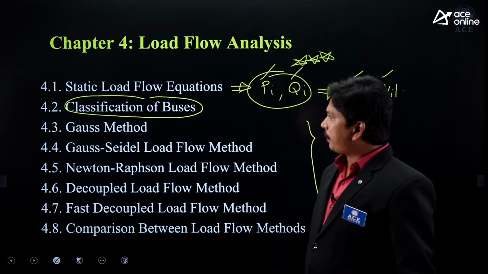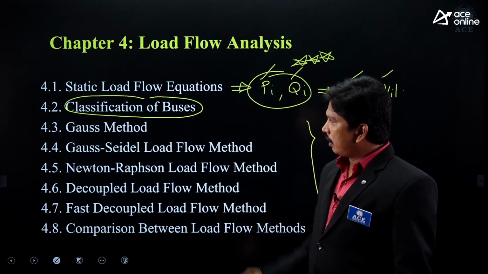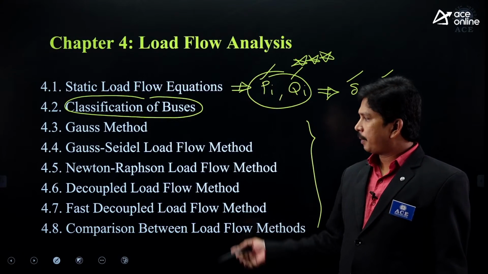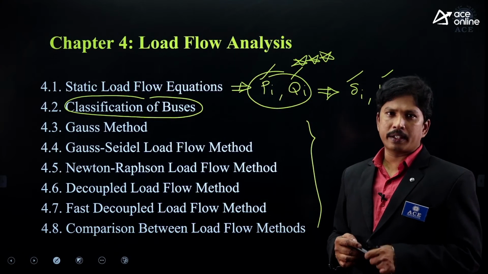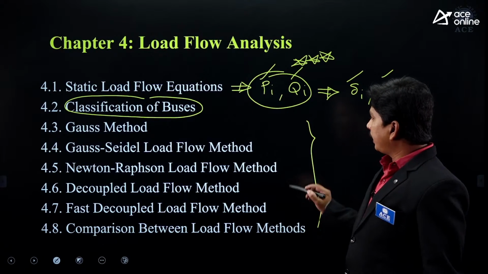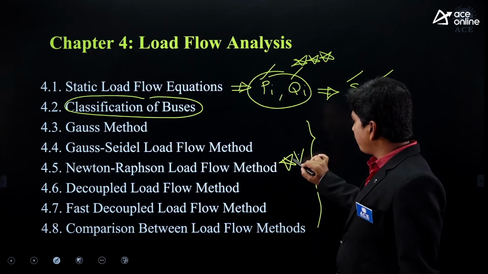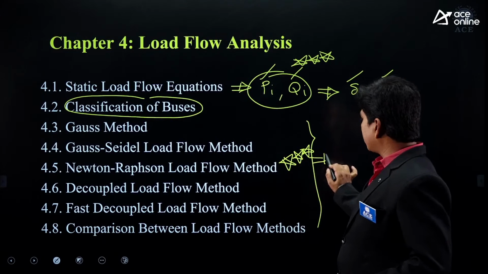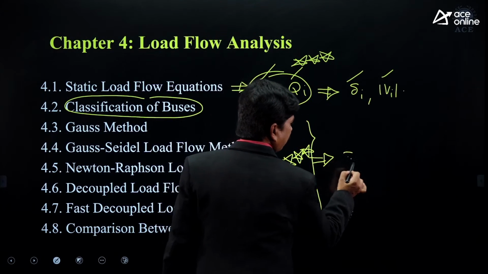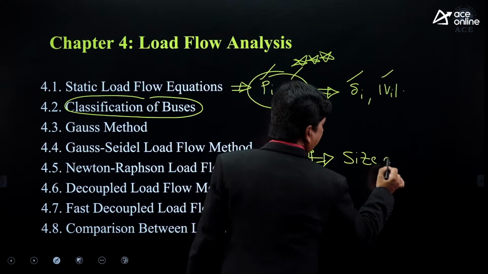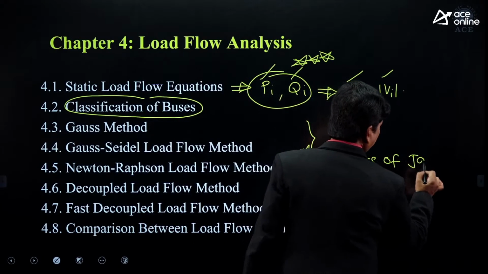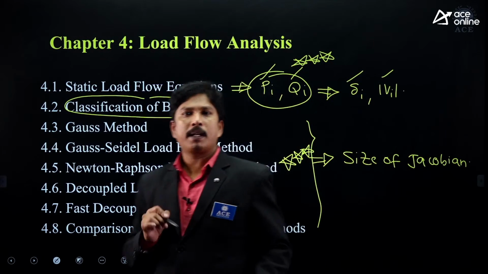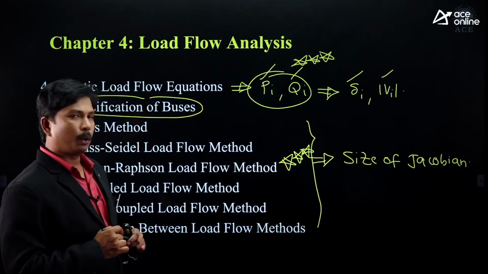And based on bus classification, we are going for the iterative techniques: Gauss method, Gauss-Seidel method, Newton-Raphson method, and the decoupled and fast decoupled load flow methods. In this, the Newton-Raphson method is the most important method, so we have to study it. Finding the size of the Jacobian is the most important concept in the Newton-Raphson load flow method.